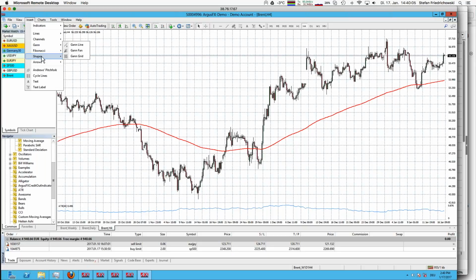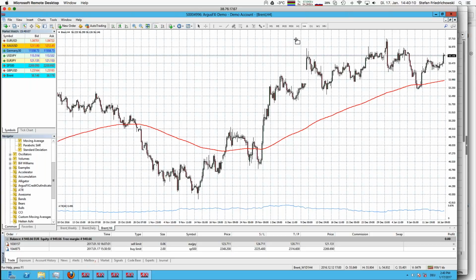Let me illustrate that range once again with a rectangle. So we have something like this behavior within the chart. Okay. So the EMA indicates an upwards trend. So the preferred direction is to the north.